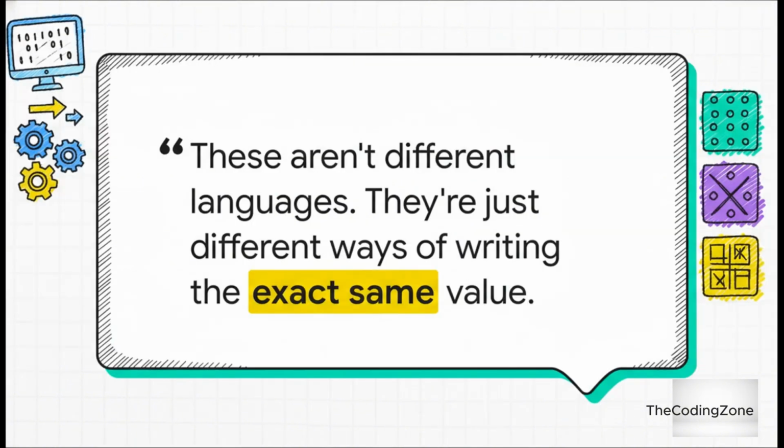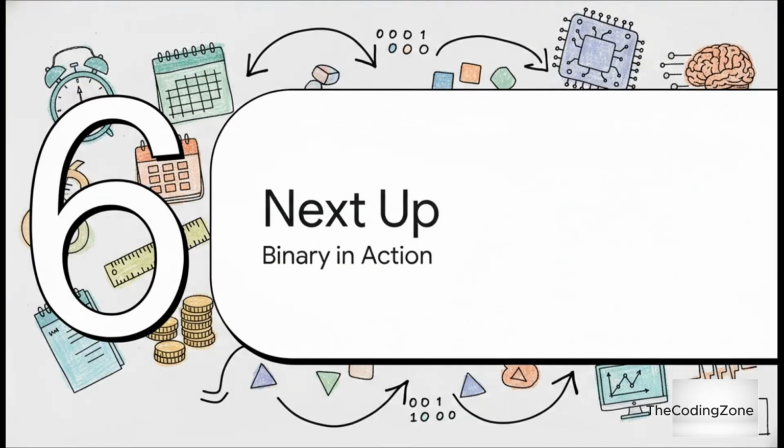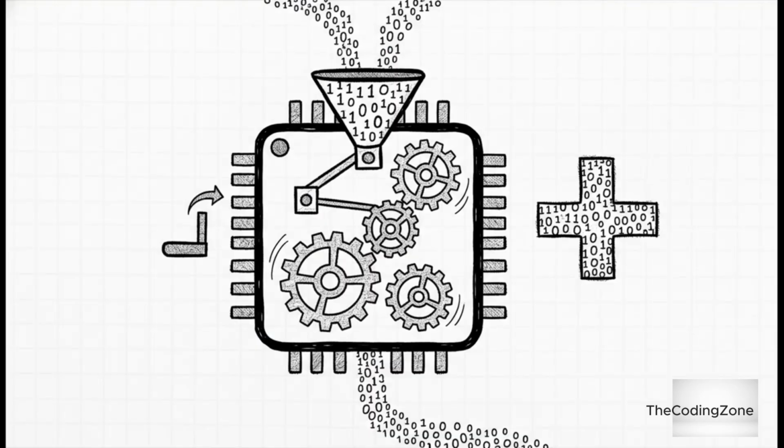And that is the absolute most important thing to take away from all of this. Decimal, binary, octal, hexadecimal. Yeah, they look different, but they are not different things. They're just different notations, different ways of writing the exact same number. So, we've learned how to translate numbers back and forth between our world and the computers. You could say we're officially bilingual now, fluent in the language of machines. And now that we're fluent, it's time to put that language to work.